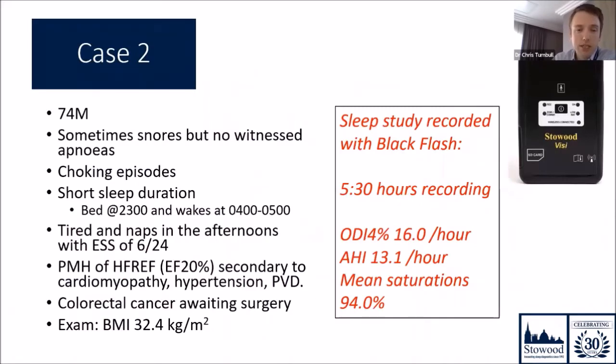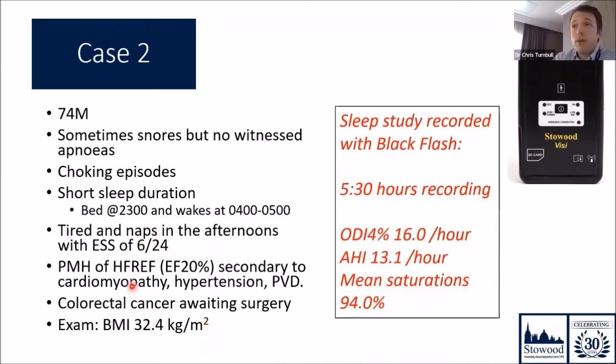Moving on to the second case. This is a 74-year-old man who, again, has a history of snoring, but this time the history is not habitual. So he only thinks that this occurs on occasion. And he does have a bed partner, but they've not witnessed any apneas. He has, however, occasionally woken up gasping for breath at night. He only sleeps for around 5 or 6 hours a night. And he can nap in the afternoons, but isn't troubled by sleepiness at other times, and rates his Epworth sleepiness score as 6 out of 24.